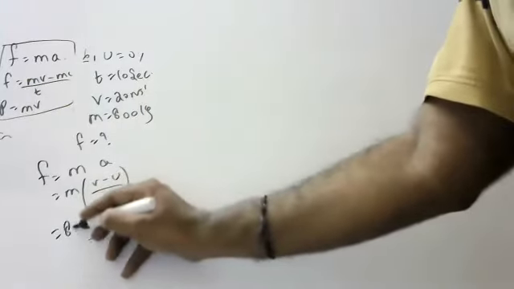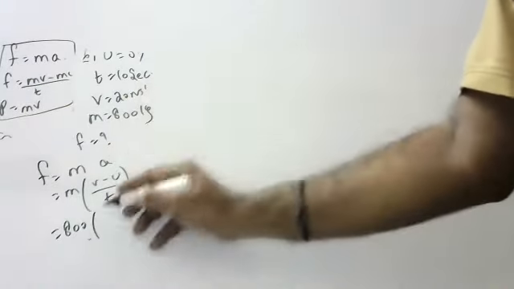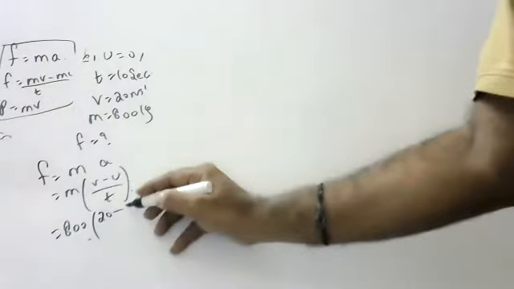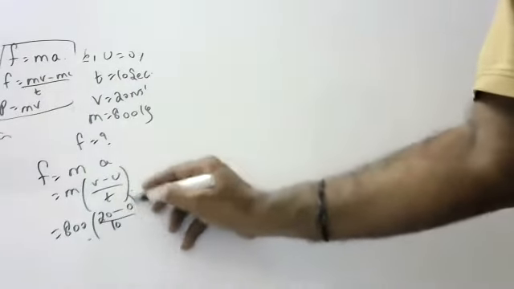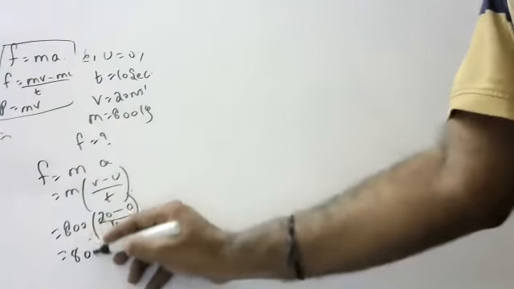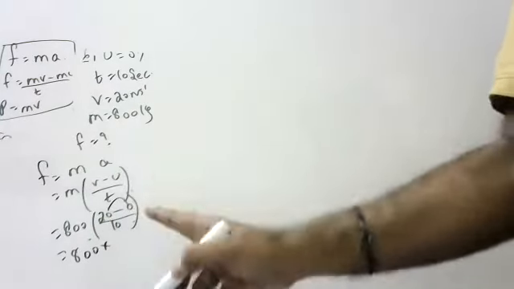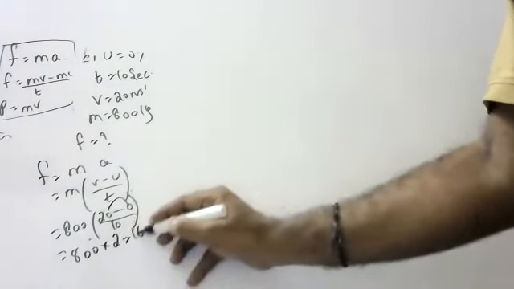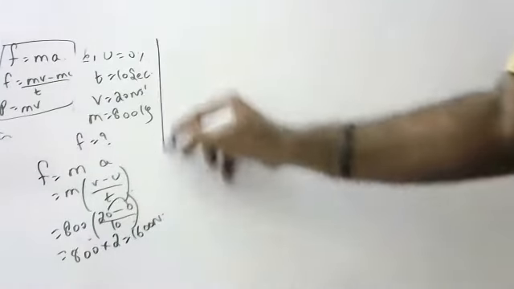So mass is 800, children, V is 20, U is 0, time is 10. So what will it be? 800 into 20 minus 0 is 20, 20 by 10 is 2. So 1600 newtons is the answer.